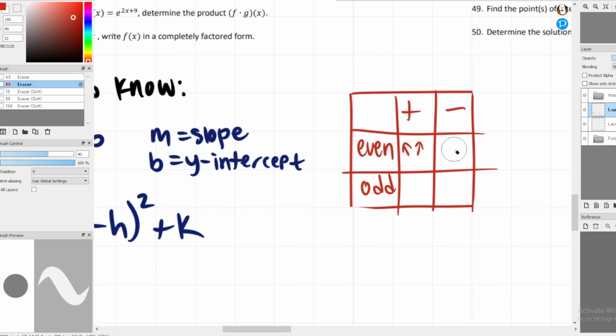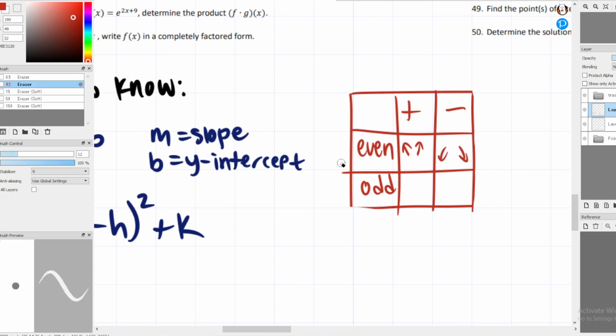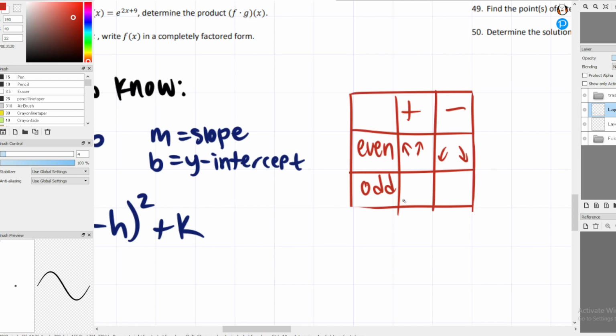And I usually draw a little gap in between, because sometimes you'll get crazy ones that have some weirdness in the middle. And if it's even and it's negative, then both of the ends will be pointing downwards. If it's odd and positive, then it's kind of like a linear function where one end is starting at the bottom and the other end is ending at the top. And the other is the opposite, where one end is starting at the top and ending at the bottom.